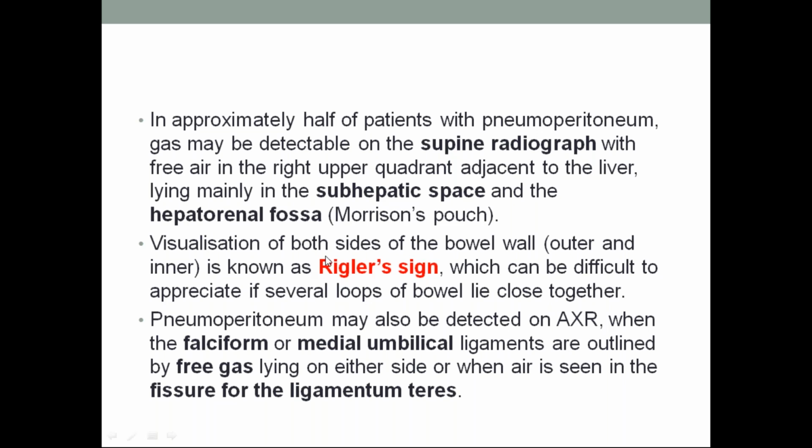Pneumoperitoneum may also be detected on an abdominal radiograph when the falciform or middle umbilical ligament is outlined by free gas lying on either side, or when air is seen in the fissure for ligamentum teres.